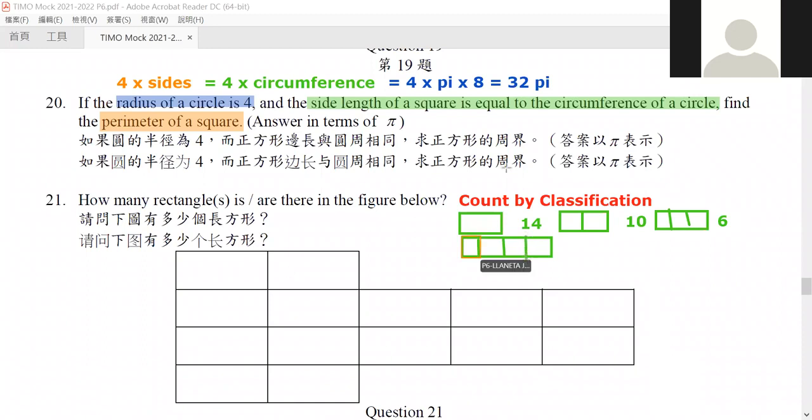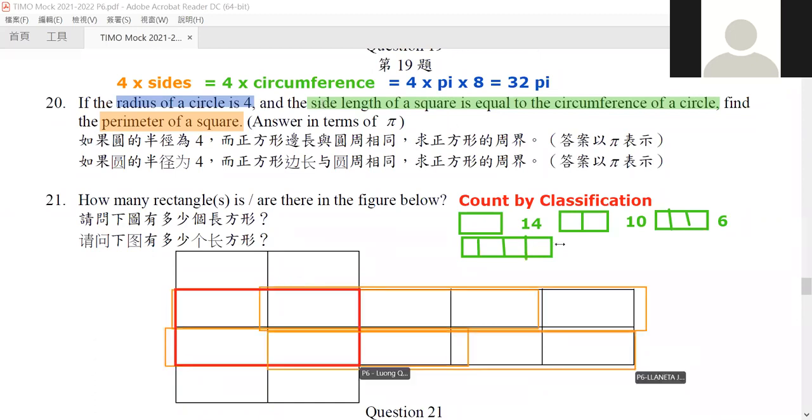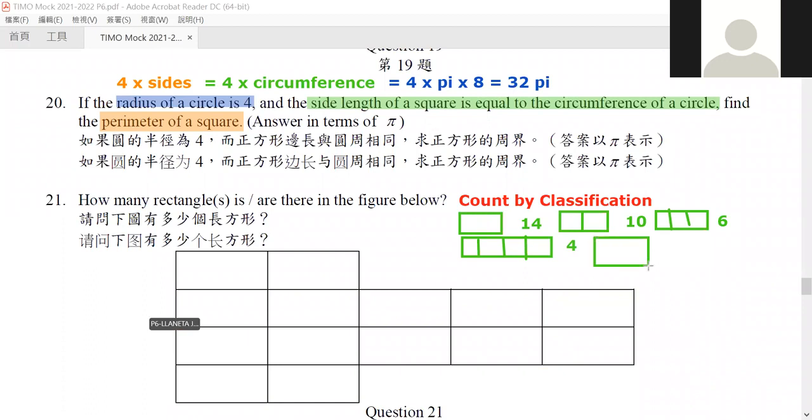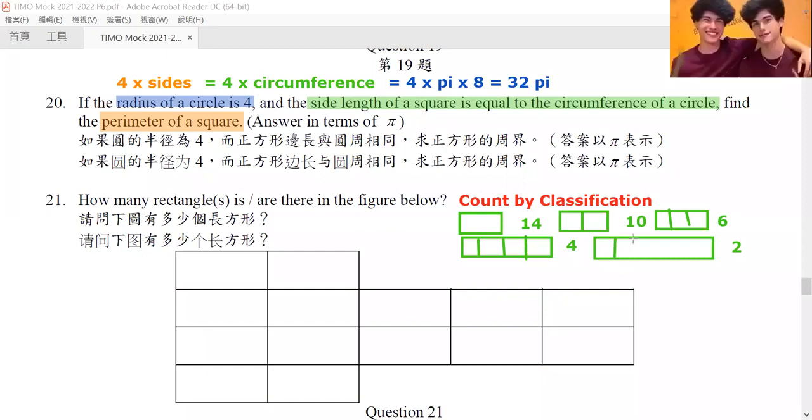Later on, now again, this is a four rectangle pairing up together. So it will be 1, 2, 3, 4, just like the one drawn in here. And finally, we have 5 of them pairing up together. There will be only 2 of them. Okay, there are only 2 of them.